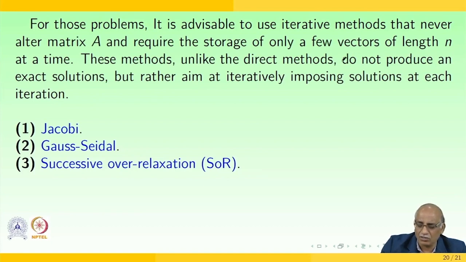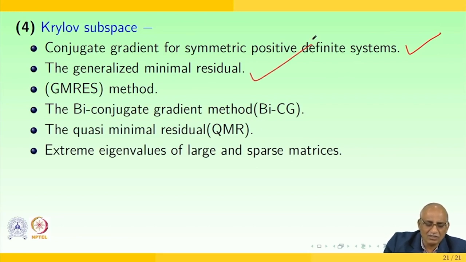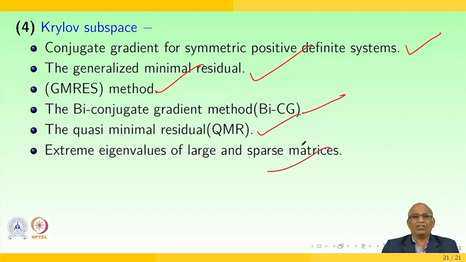These methods, unlike the direct methods, do not produce an exact solution, but rather aim at iteratively improving the solution. One is the Jacobi method, the Gauss-Seidel method, and the successive over-relaxation method. Analogous to this, there is another family called Krylov subspace methods: conjugate gradient for symmetric positive definite matrices, the generalized minimal residual method (GMRES), the biconjugate gradient method, the quasi-minimal residual method, and methods for extreme eigenvalues of large and sparse systems. So there are many more methods apart from the Gauss-Jacobi, Gauss-Seidel and successive relaxation methods, and you have the Krylov subspace methods, and so on and so forth.